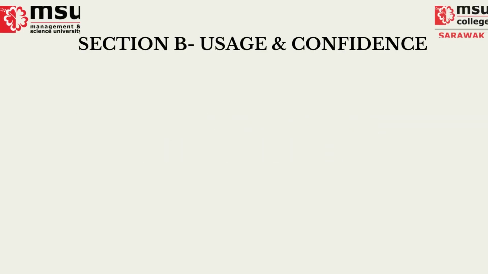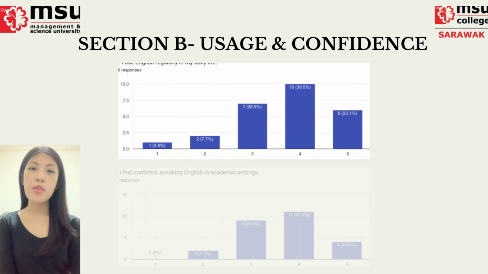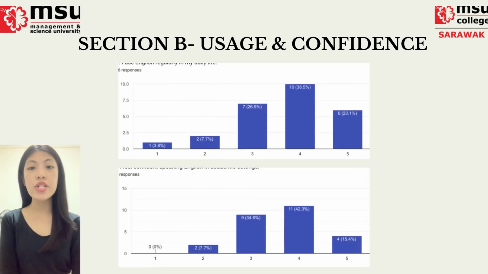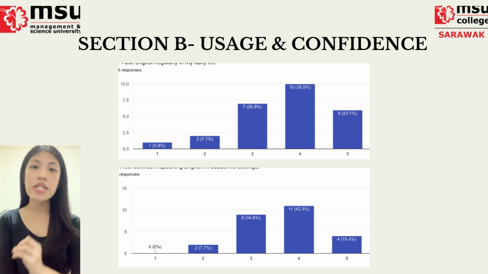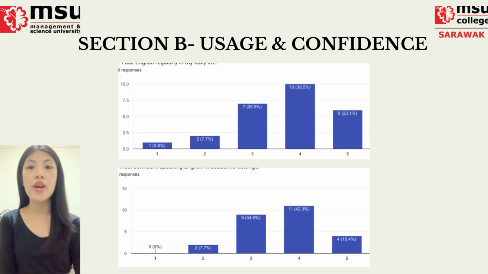In terms of English usage and confidence, most respondents reported using English regularly in their daily life and feeling confident using it in academic and formal settings. Many also expressed being able to communicate their thoughts clearly in English. However, when it comes to professional contexts, a significant number, 34.6%, admitted that they often struggle to find the right words, highlighting an area where further improvement is needed.